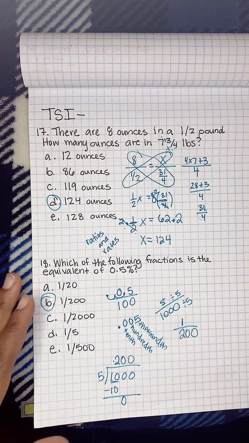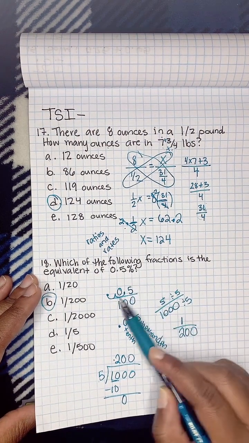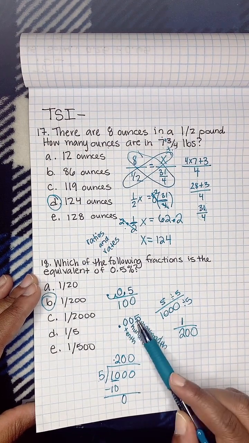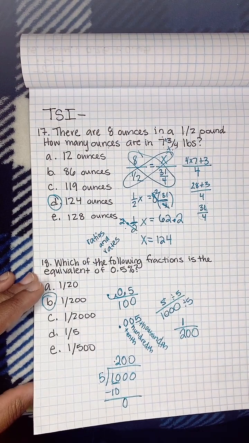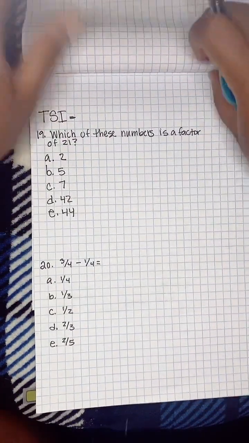Hope it's clicking, okay? So remember, to always change a percent, you have to divide it by 100. Move that decimal place over twice, add your zeros, place value, so you can get your fraction and simplify. Okay.